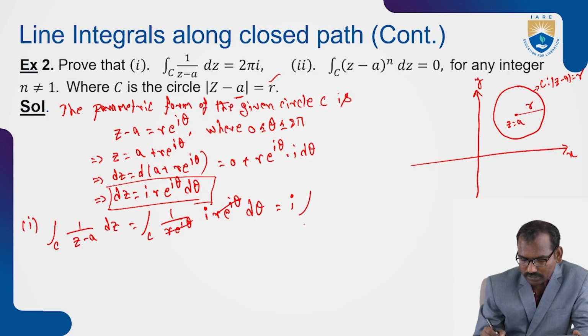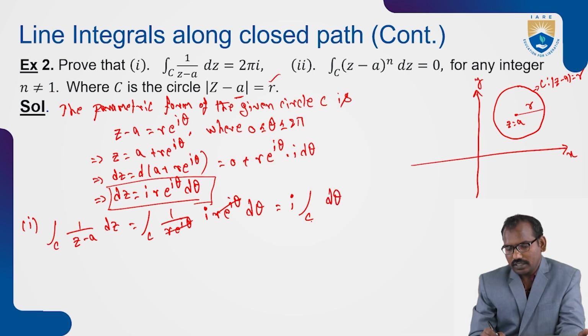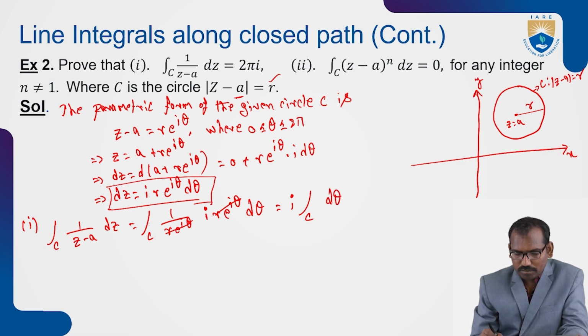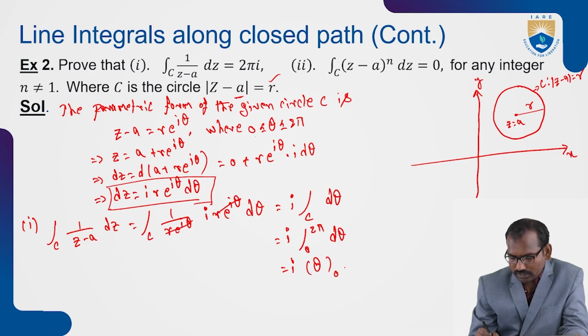So it is integration along C of i d theta. Along C, how is theta varying? We are writing in the parametric form, and we already mentioned theta varies from 0 to 2 pi. So it is i times the integration from 0 to 2 pi of d theta. Here it is theta, and theta we have to take from 0 to 2 pi.